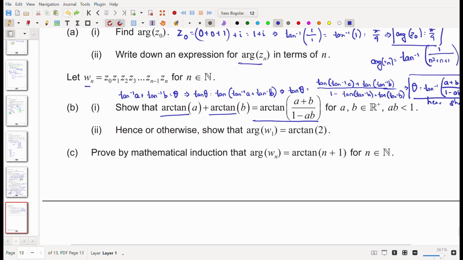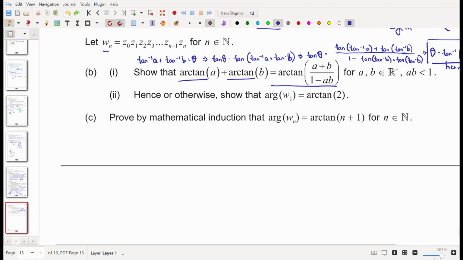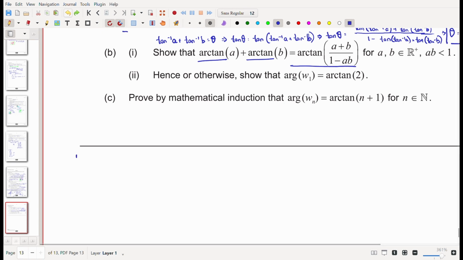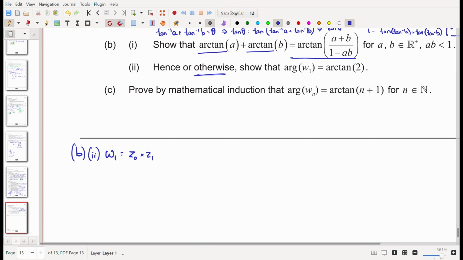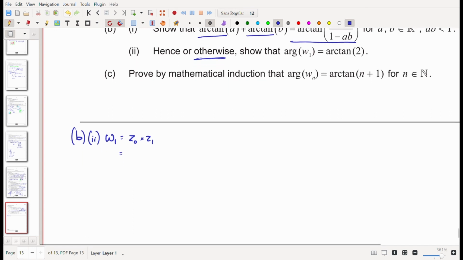Hence, or otherwise, show that arctan of W1 is equal to arctan of 2. So I'm going to write that down here because we might need a little bit of space. I'm not sure. But honestly, I think the easiest way to do this is just to solve for W1, which is Z0 times Z1. We are given an otherwise. If you had to do it like this, I guess you could take the arguments and say argument of Z0 plus argument of Z1. But since we are given the option, let's just do this.